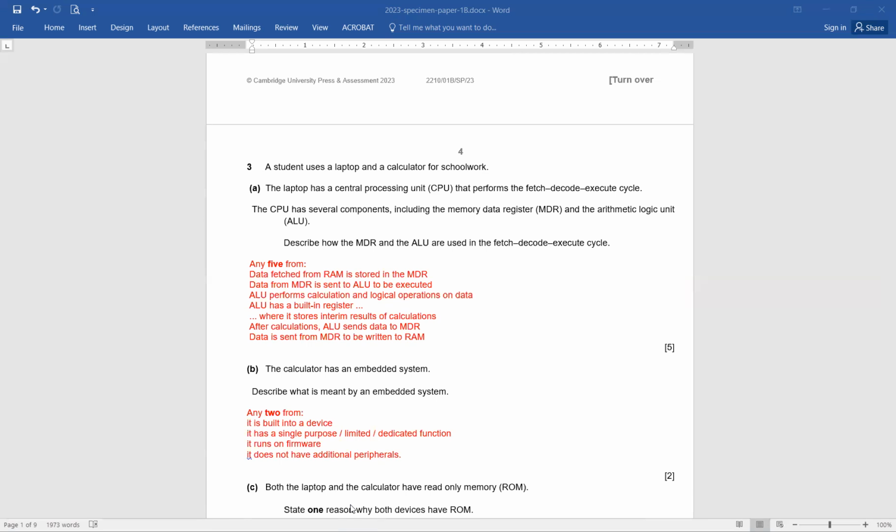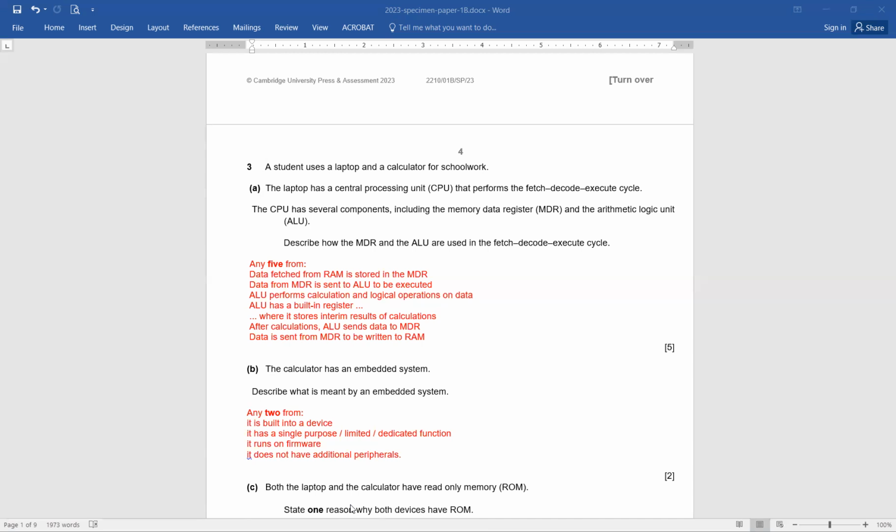Yes, that's great. Now, since it's a 5-mark question, it means that we have to write down 5 valid points here. First point, data fetched from RAM is stored in the MDR. Very simple. From MDR, the data is sent to ALU for processing. And in ALU, what happens is ALU performs calculations and logical operations.